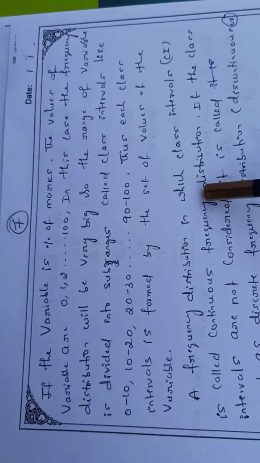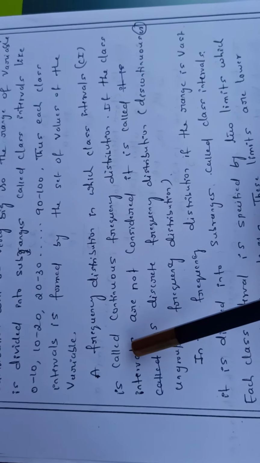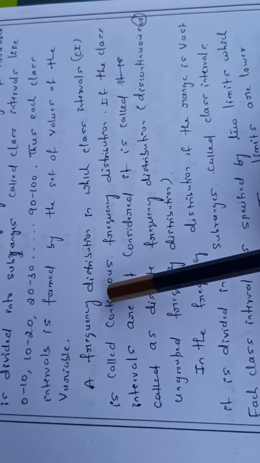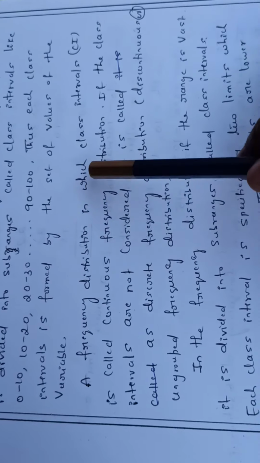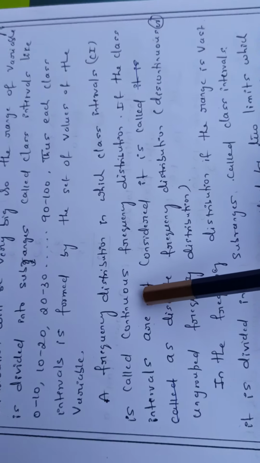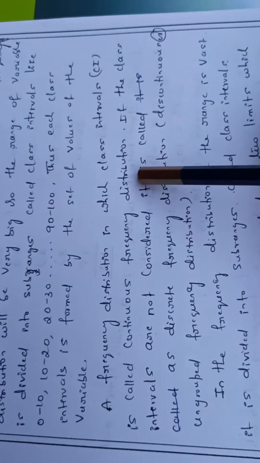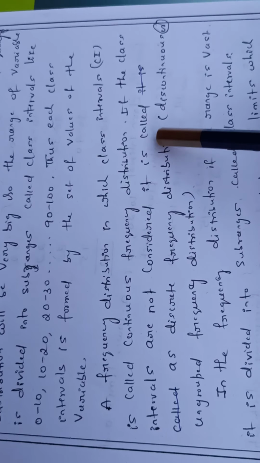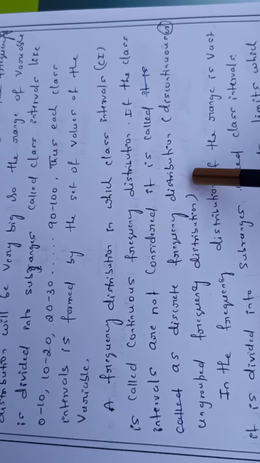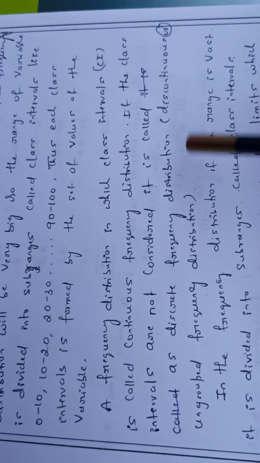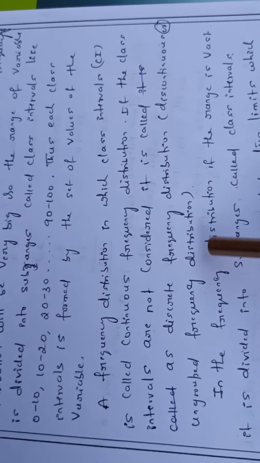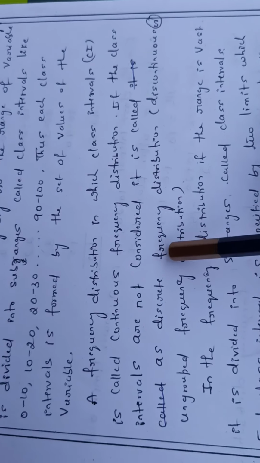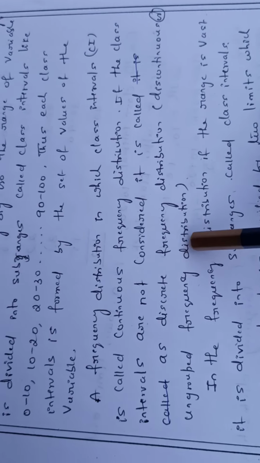A frequency distribution with class intervals is called a continuous frequency distribution. If the class intervals are not considered, then it is called a discrete frequency distribution, or you can say a discontinuous or ungrouped frequency distribution. You will understand the concept of class intervals better with examples.